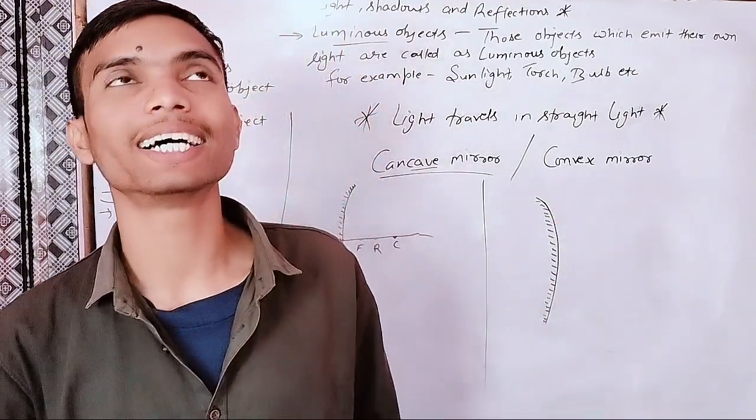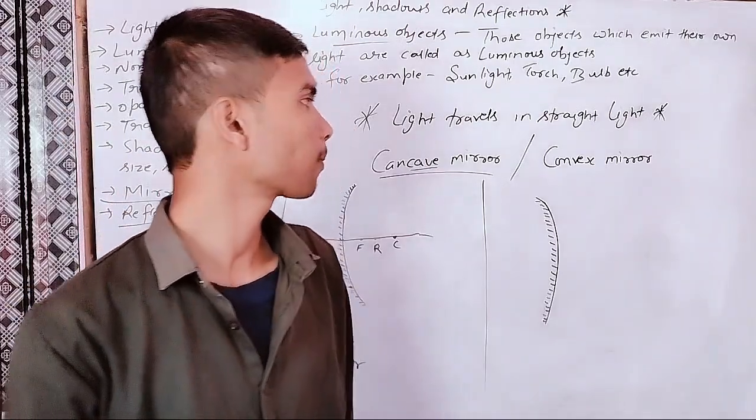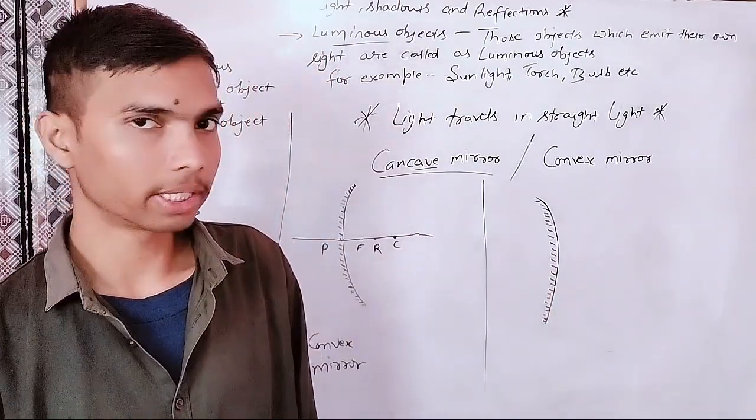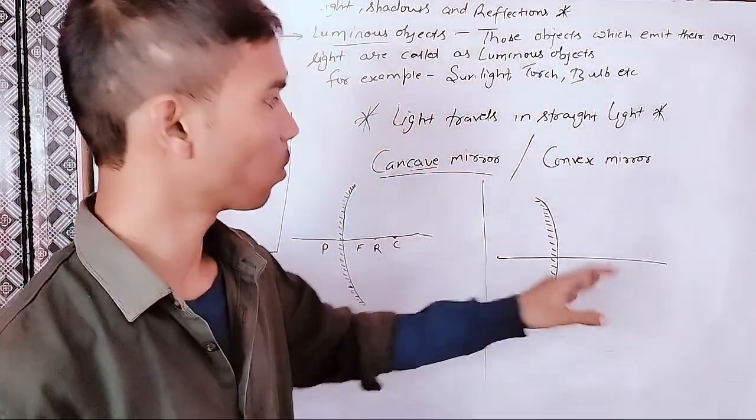This outward area is the identity of a convex mirror. The inward area would be the painted area. Got it? Like this.